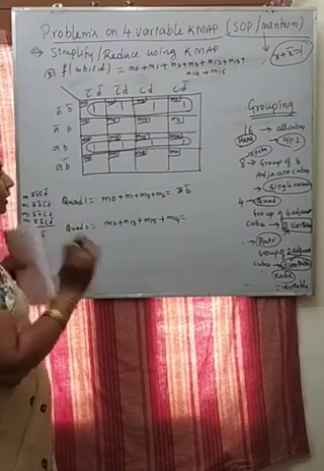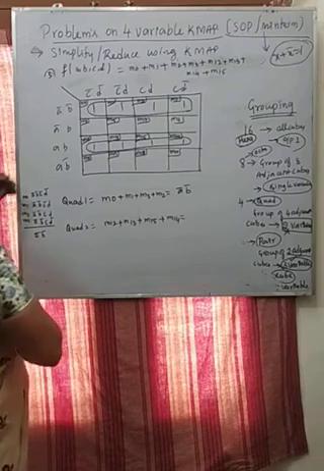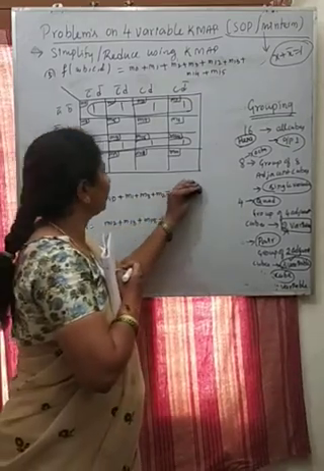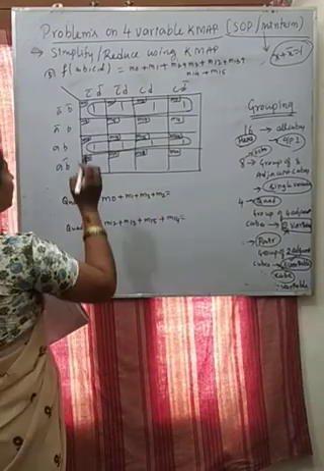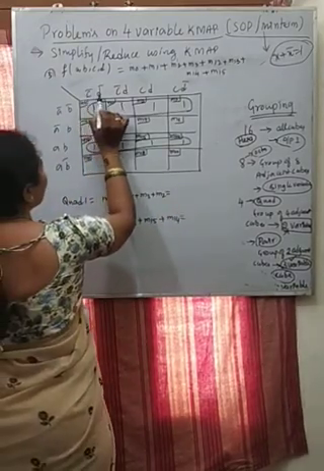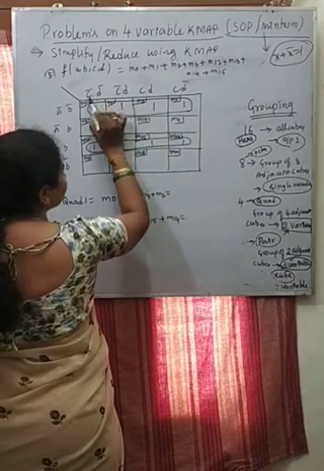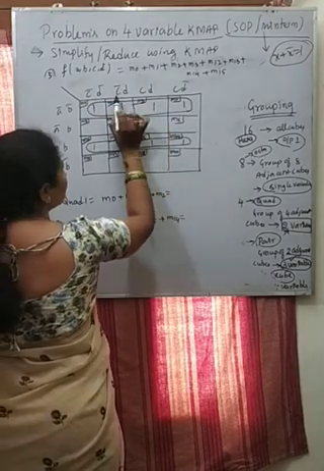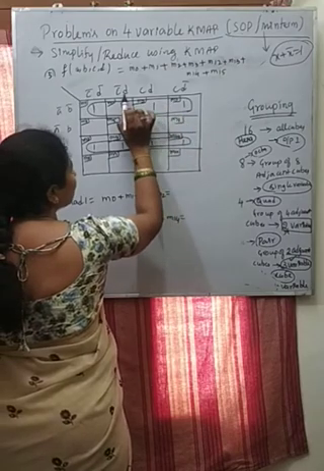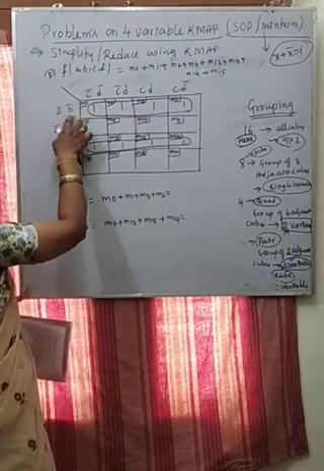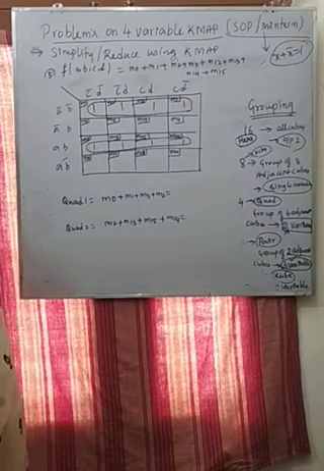Then here, how can I write directly without doing it this way? Directly I can write: see here, C complement, D complement, C, D gets cancelled. These two terms get cancelled. C complement, C gets cancelled, D complement gets cancelled. So I remain with only A complement, B complement.